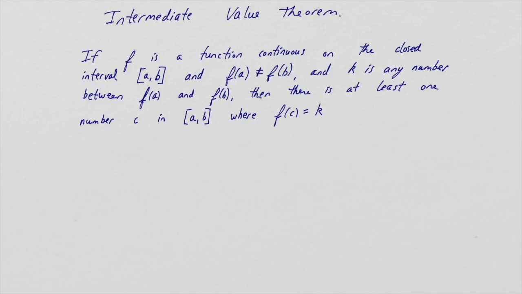Take a look here at what's called the intermediate value theorem. With all the mathematical words, it states that if f is a function continuous on the closed interval a to b, and f of a does not equal f of b, and k is any number between f of a and f of b, then there is at least one number c in the interval a to b where f of c equals k.